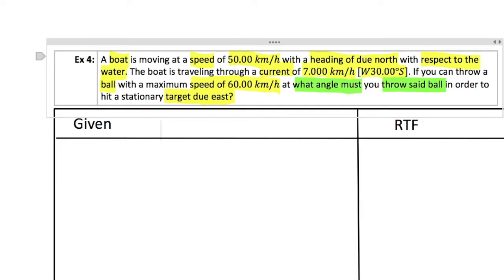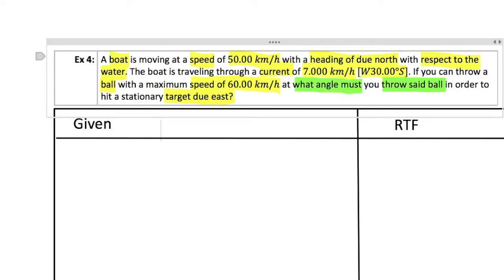So we know that this projectile is being launched from the boat with a speed of 60 kilometers per hour. Now we know the speed of it. The question is, what angle must we throw said ball? So really what we're looking for is the throwing angle of that projectile. What do we mean by the target that is due east? Well, what that means is that the projectile actually has to have an effective motion that is perfectly due east.